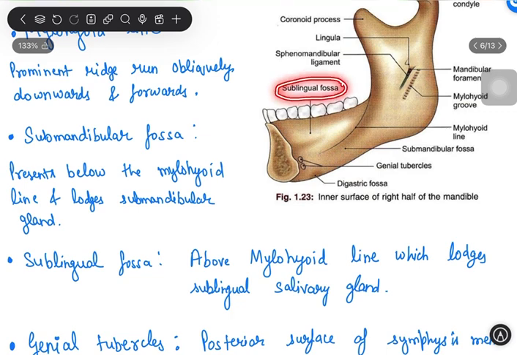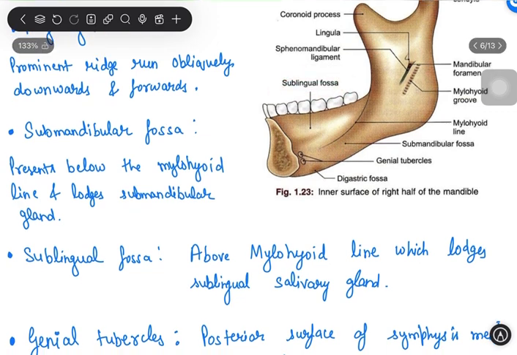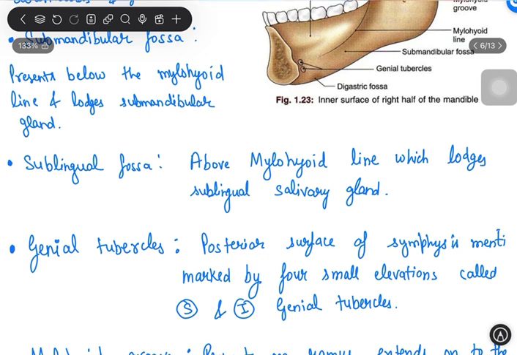This is the sublingual fossa. Now we have the genial tubercles. These are present on the posterior surface of the symphysis menti, which is marked by four small elevations. And these four small elevations are known as the genial tubercles. In this diagram you can see the genial tubercles. We have the superior and the inferior genial tubercles.